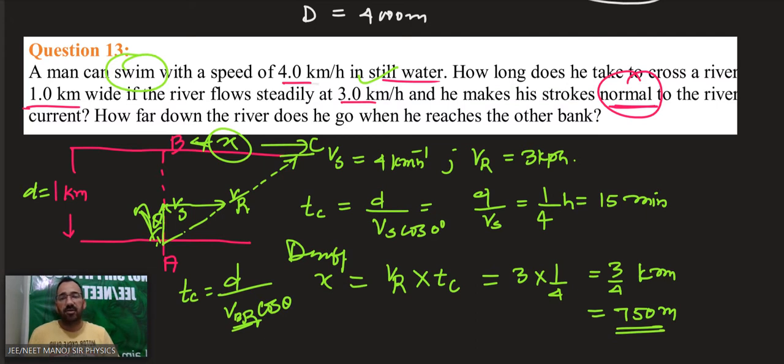The swimmer finally reaches point C, down by 750 m in the x-axis direction. But the time of crossing is 15 minutes to reach point C. Remember this thing. This is important.